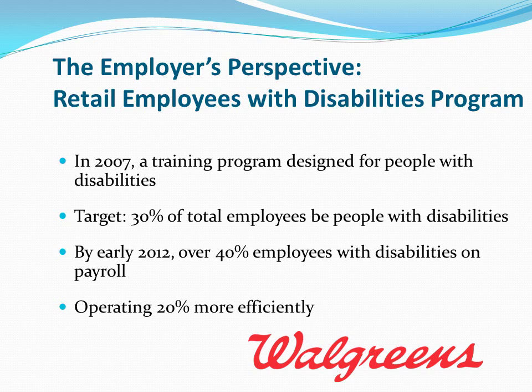Walgreens soon exceeded its 30% disability hiring goal and found that the plant was operating 20% more efficiently than others. The business success of the Walgreens initiative prompted other companies, such as Lowe's, Procter & Gamble, Best Buy, and Toys R Us, to establish similar programs using this model.